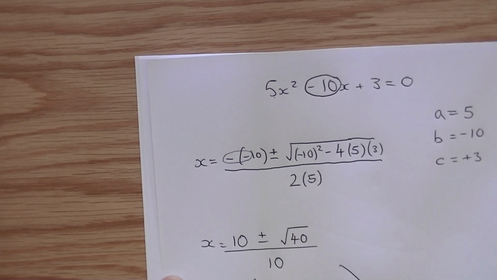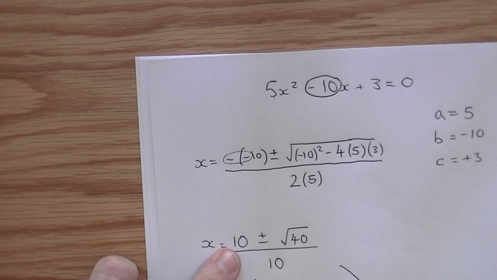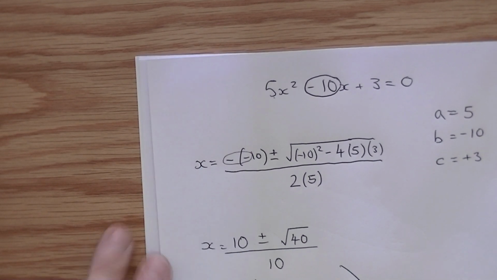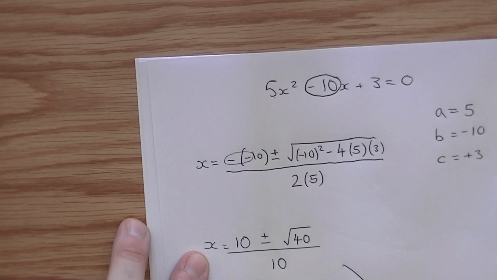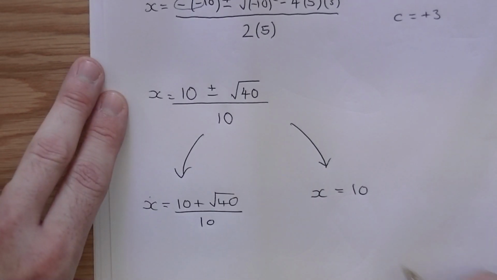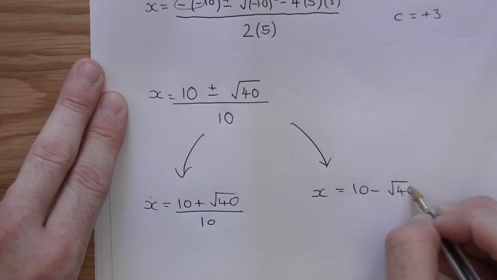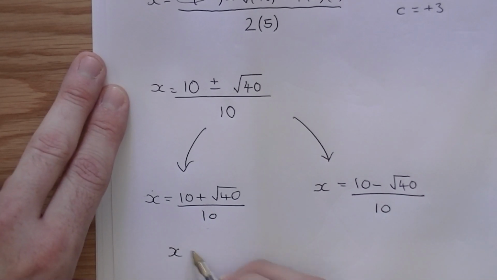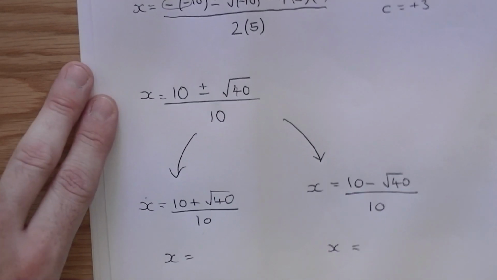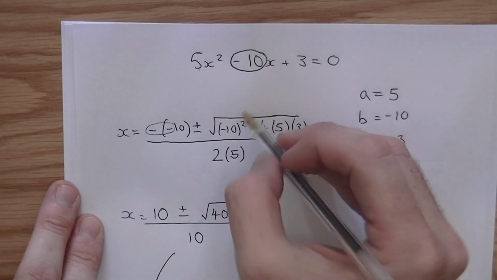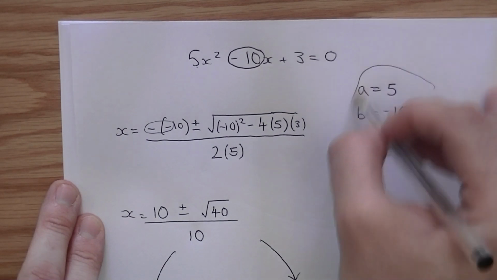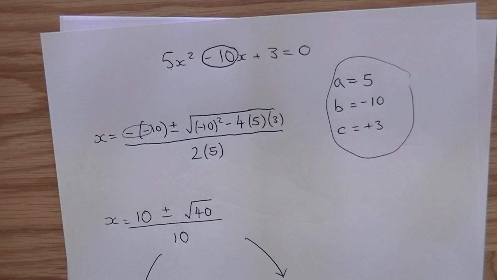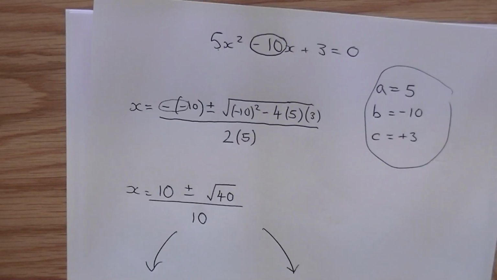Split them up. Answer number 1, x equals 10 plus that, divided by 10. Shove it in your calculator. Answer number 2, x equals 10 minus, sorry, I told you this would be rushed, that divided by 10. Bang them in your calculator and you'll get 2 answers for x. But before you start, write the formula from the front. Write down what a, b and c are. Put them in brackets, and then just hope your calculator work is up to scratch.